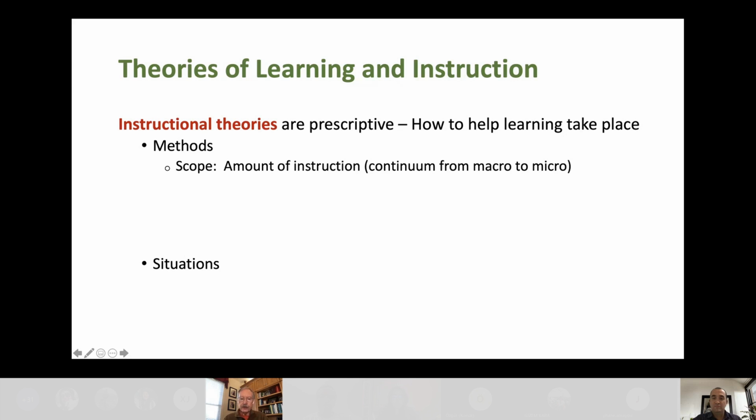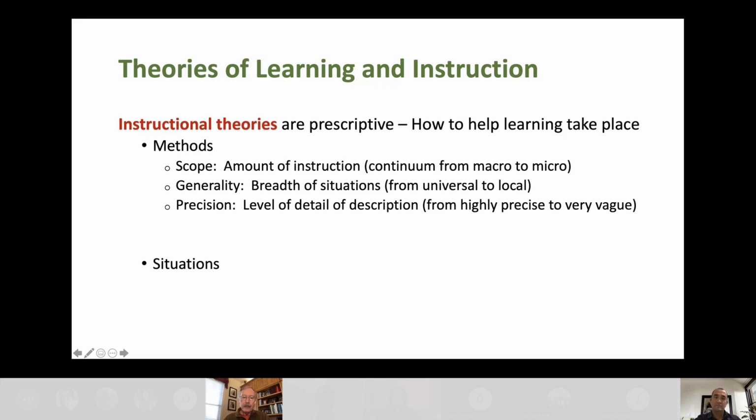The methods have a number of characteristics. One of them is the scope of the method, that is the amount of instruction that it includes on a continuum from macro to micro. The generality of a method includes the breadth of situations in which it can be used, and that ranges from universal to local. Precision of the method is the level of detail of description of the method, from highly precise description to a very vague description of the method.